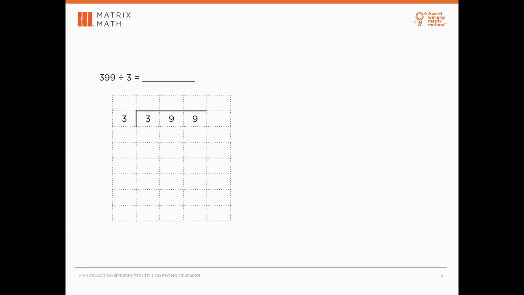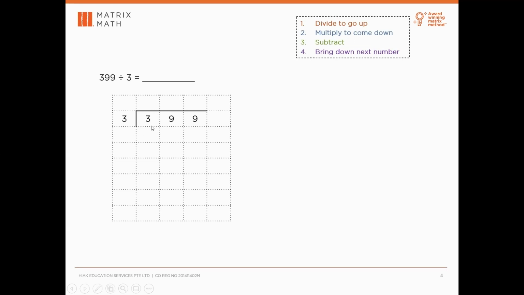Now we look at a 3-digit number. We have 399 divided by 3. We repeat the first step, divide to go up. We look at the numbers within the lines and take the first number, which is 3 in this question. We take 3 divided by the number at the side to get 1 to go up. Then the second step is multiply to come down. Since we're at the top, we have to come down, and when we multiply, we touch the number at the side again. So 1 times 3 is 3.